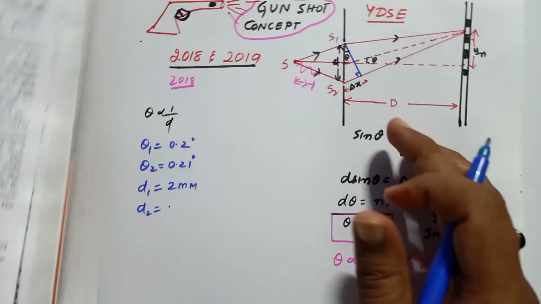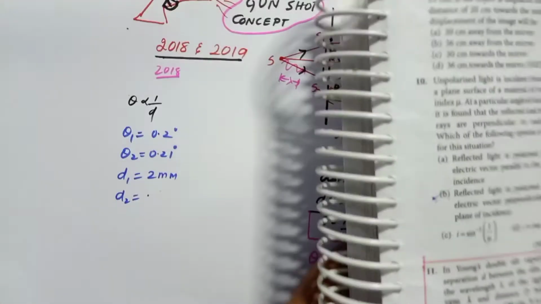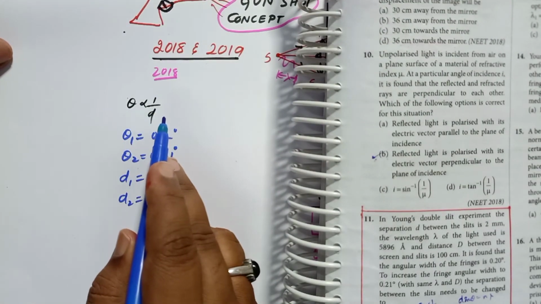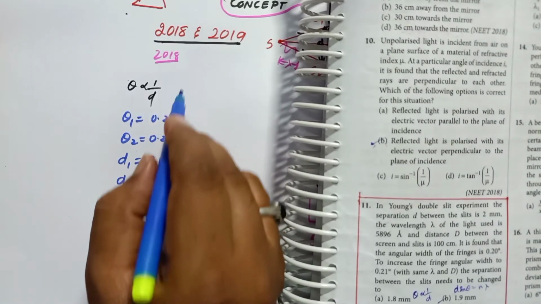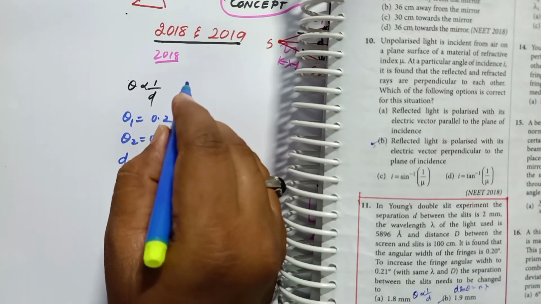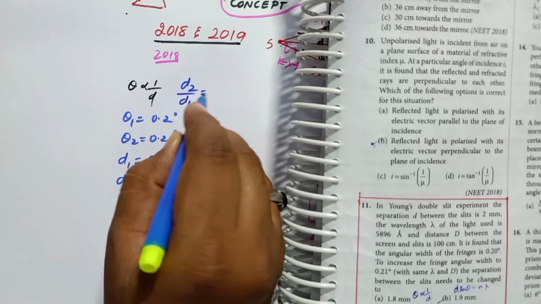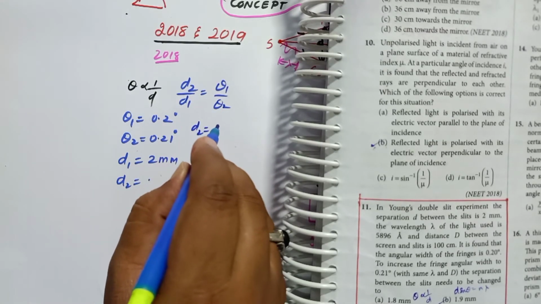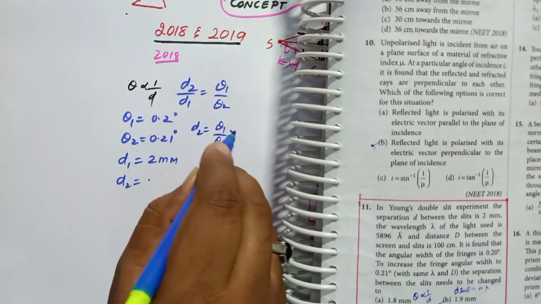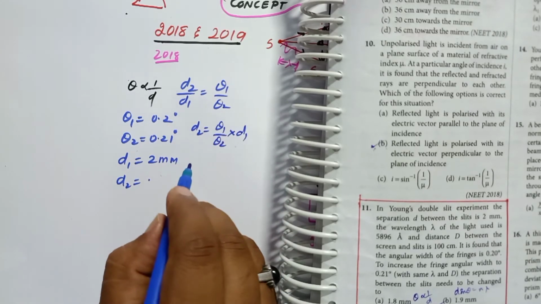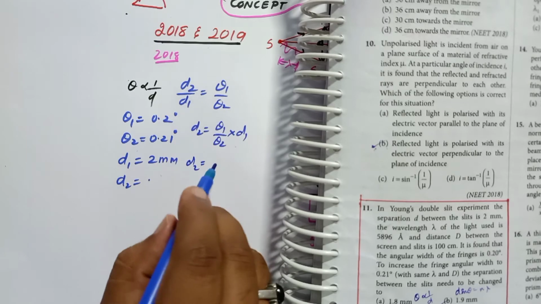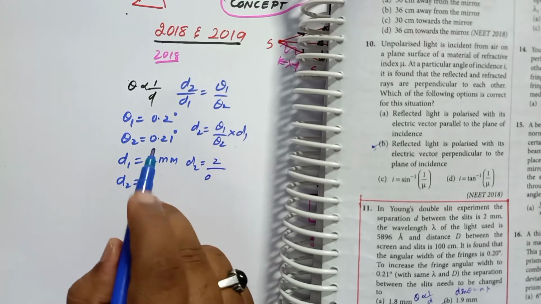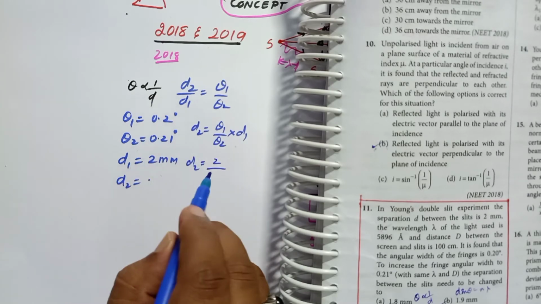What we need to do here is this. As theta is inversely proportional to d, we need to find d2 by d1 is equal to theta 1 by theta 2. Therefore d2 is equal to theta 1 by theta 2 into d1. So d2 is equal to, what is theta 1? Theta 1 is 0.2.